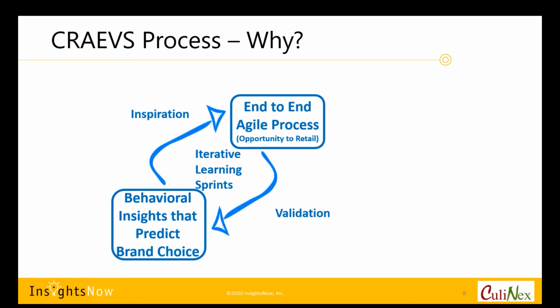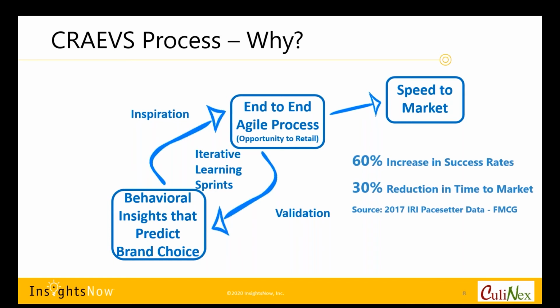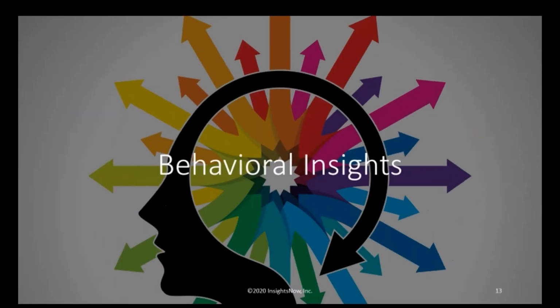And the third thing that is really unique about the Craves process is the speed to market. Agile sprints are built into each of those 5 phases I showed you on the Craves process. So I'm going to turn it over to Dave now, and he's going to talk about behavioral insights, what they are, how they work, and how they are gotten in each disrupted category.